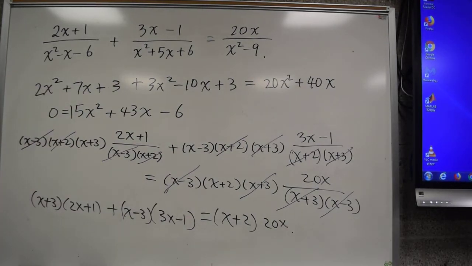Did I get something wrong? Did you guys get this? 15x squared plus 43x minus 6. Yeah, that's what you got? Okay. Okay, oh, so it does work.